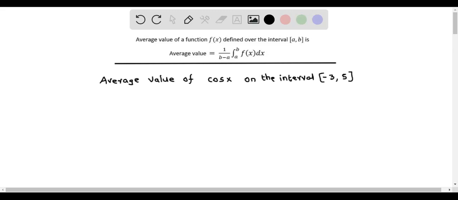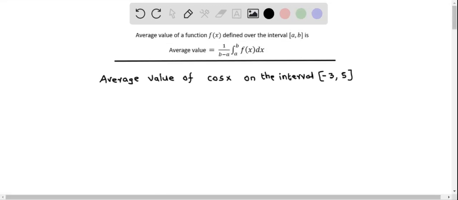We now determine the average value of cosine x on the interval negative 3, comma 5. So for a function f of x, the average value of a function f of x defined over the interval a, comma b is given by 1 over b minus a times the definite integral of f of x from a to b. So here we have the function f of x equals cosine x, and then the interval is given as negative 3, comma 5. So we consider a equals negative 3 and b equals 5.